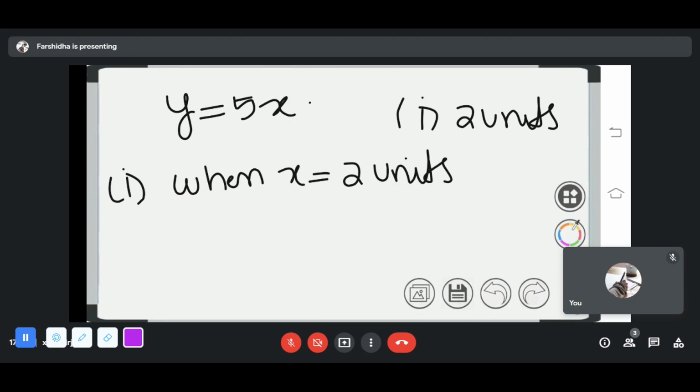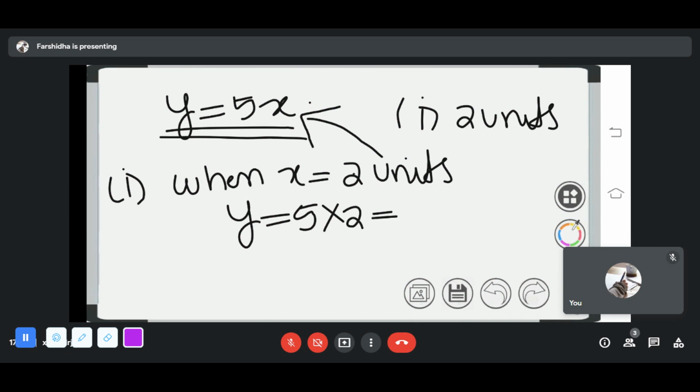This is your first sub question. When x is equal to 2 units, you need to find what is y. You need to find the point. See, substitute this x value in this equation. y is equal to 5x. So y is equal to 5 into x, which is 2. So you got y is equal to 10. Can you tell me what is the point?